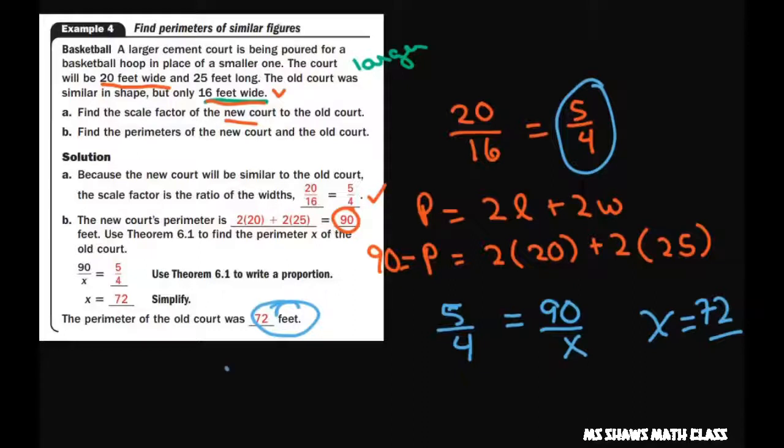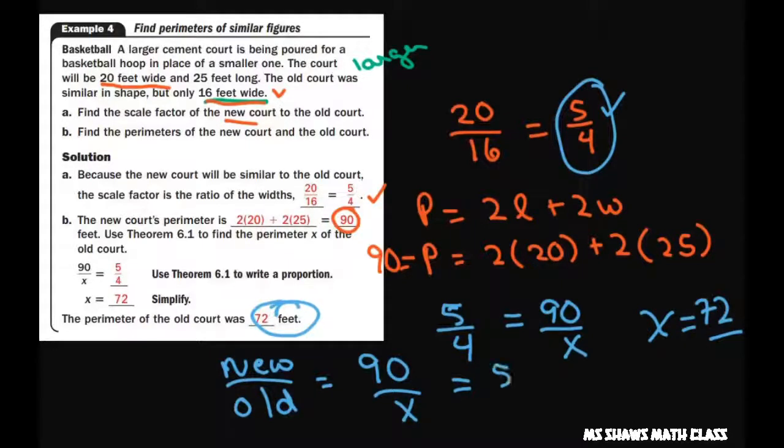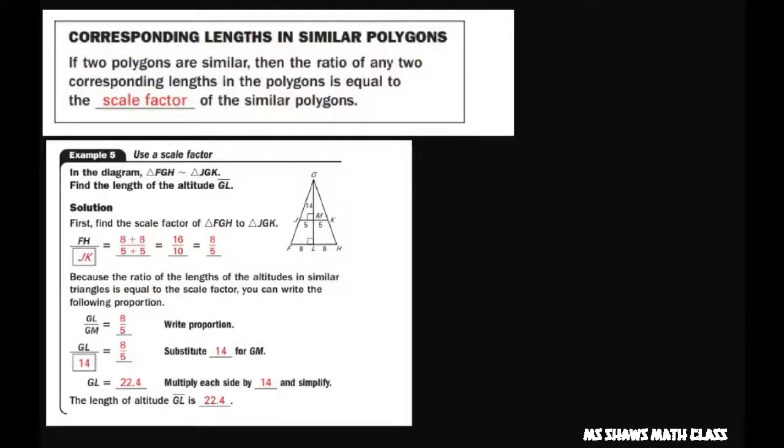So they did the perimeter, we did the old to new here. So this is new court, new to old. New, the perimeter is 90, and we don't know the old. New is the 5, and old is the 4, and that's where you came up with the formula there. And it says corresponding lengths in similar polygons. So it's the same thing that we've been talking about. If two polygons are similar, then the ratio of any two corresponding lengths of the polygons is equal to the scale factor of the similar polygons.